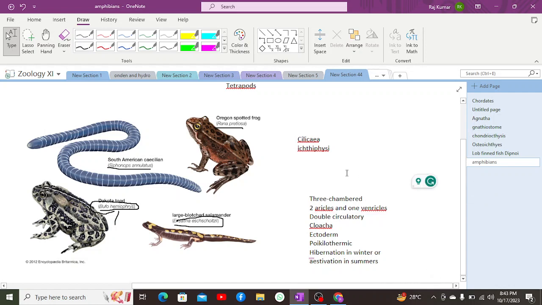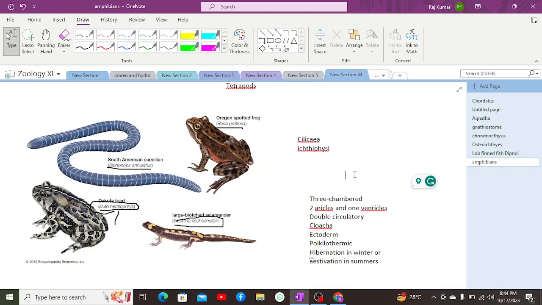One more thing, their body is divided into head and trunk. When it comes to reproduction, the sexes are separate. They only have external fertilization.